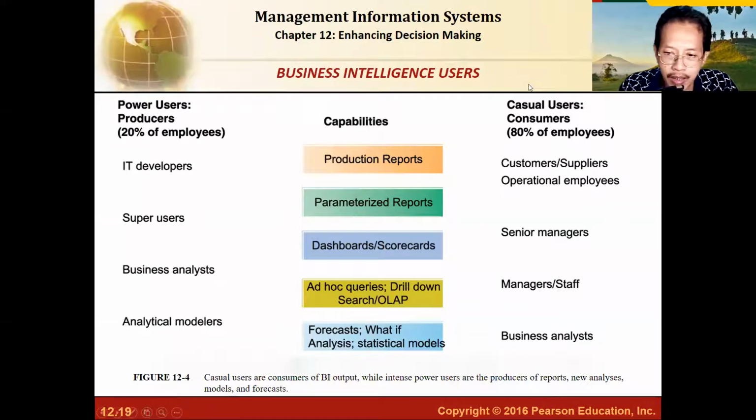Okay, so here are the 80% casual users. They usually just use the information, the analysis that has been provided by the business intelligence. It could be in these 5 types of capabilities. And you can see here on the left side, you have the power users. This is the remaining 20%.